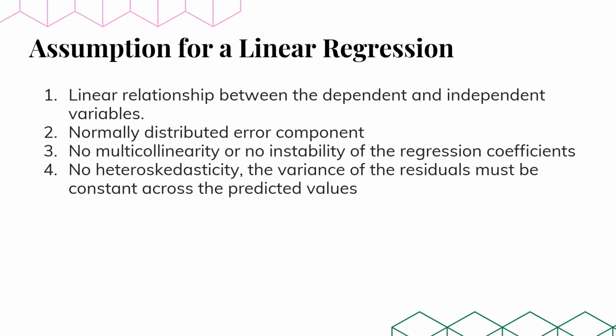The error epsilon must be normally distributed. The third one is that there must be no multicollinearity, or no instability of the regression coefficient. And finally, there must not be heteroscedasticity. The variance of the residual must be constant over the predicted values.